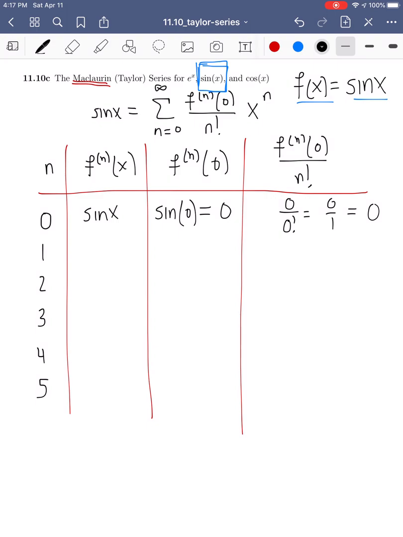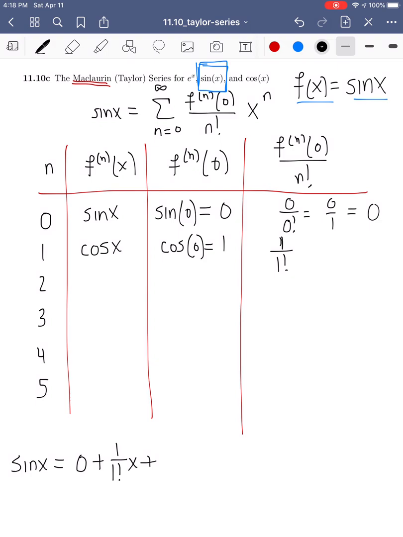All right, let's go to the first derivative. The derivative of sine is positive cosine. If we take positive cosine and evaluate at 0, because it's a Maclaurin series, this is equal to 1. So for the first non-zero coefficient, we take that 1 and divide by 1 factorial. So sine is equal to 0 plus 1 over 1 factorial times x. Let's go to the next term.